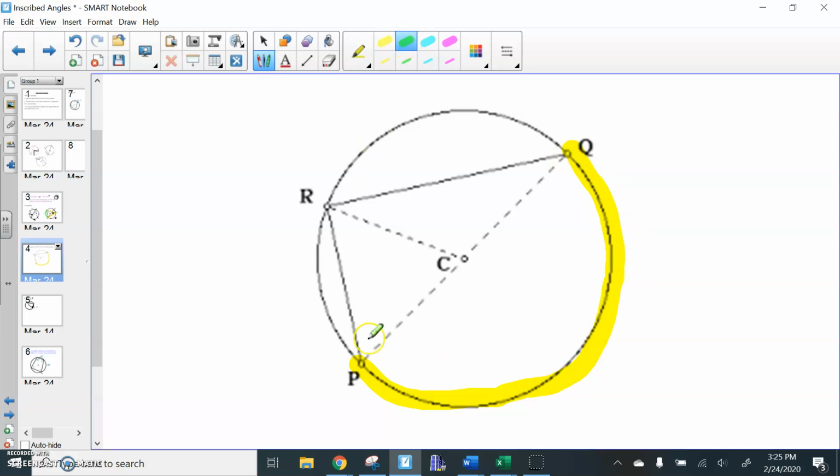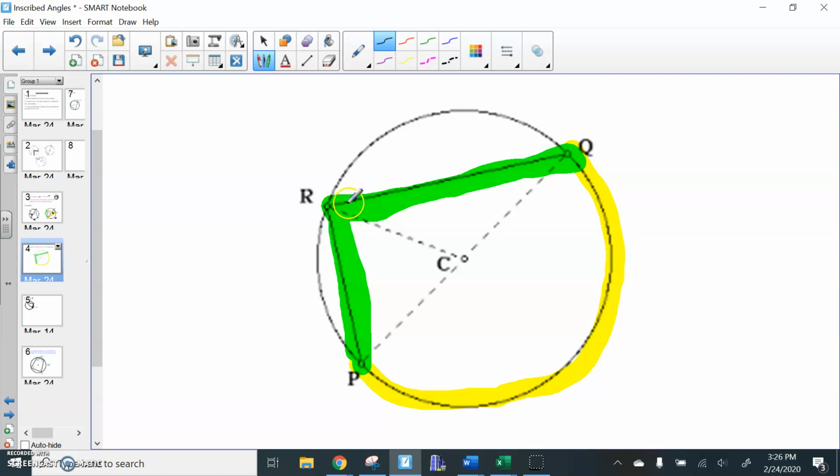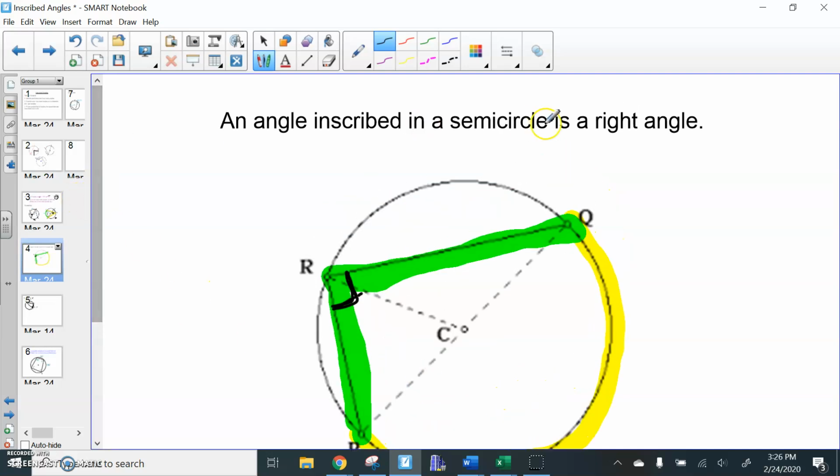Okay, it's 180 degrees, which means that the angle right here has to be 90, because what's half of 180 degrees? 90 degrees. So that's only the case if it opens up to a half circle, or a semicircle is what they say. Then we have this inscribed angle will be a 90-degree angle, all right?